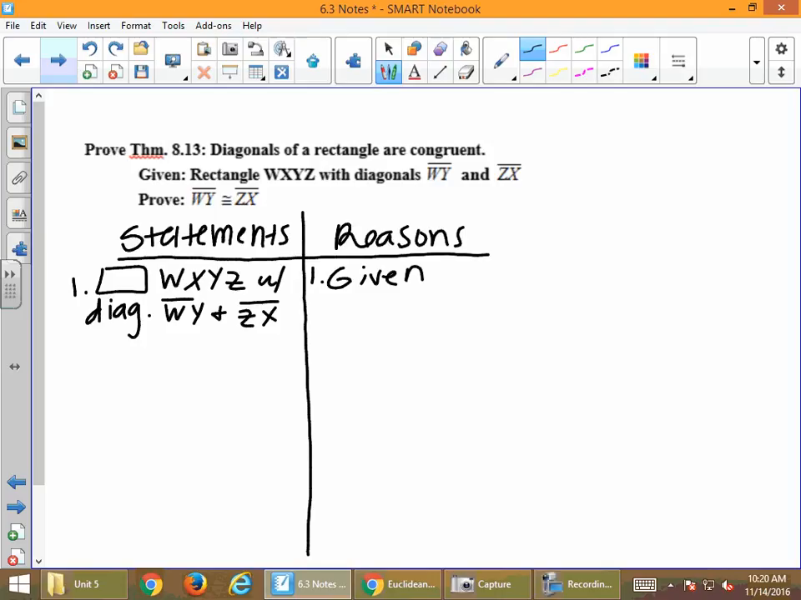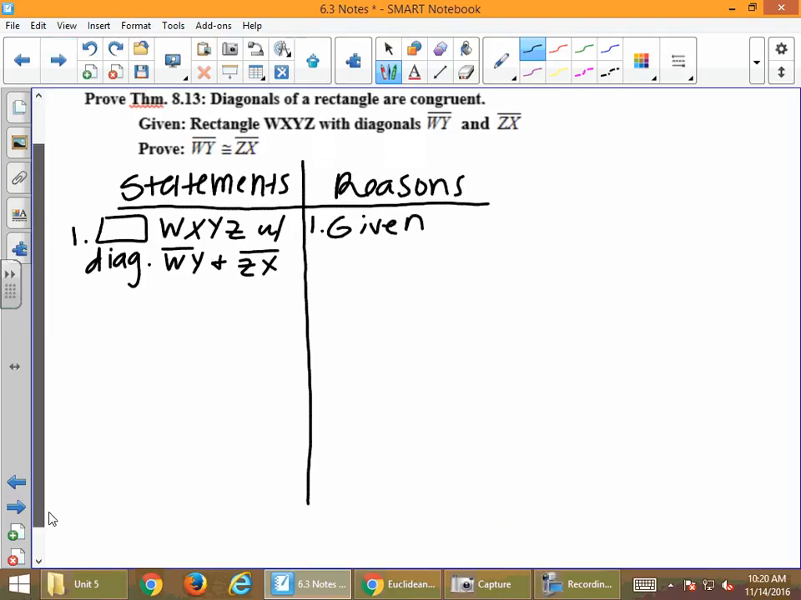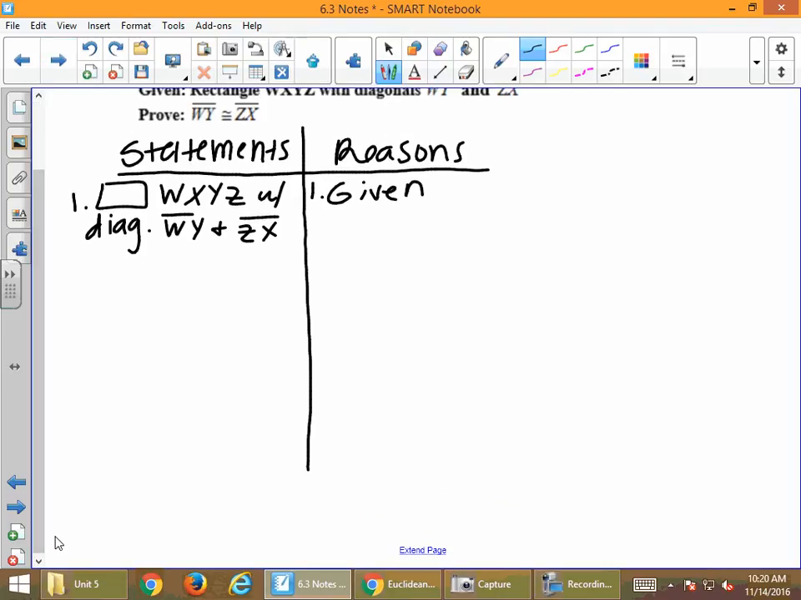What's going to be our last statement? We just don't know what number it is. Yeah, what we're trying to prove. So in this case, it's WY is congruent to ZX. Fill in your proof. What else should we probably do? It wasn't given to us. It's really helpful if we have one.